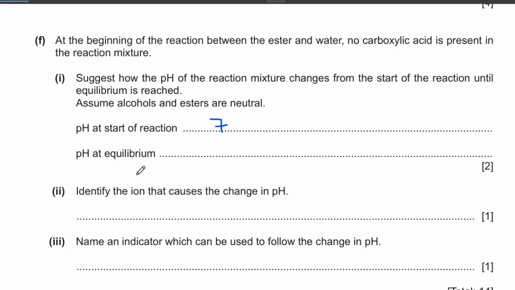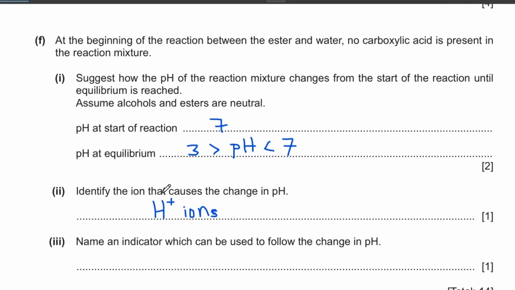Then what is going to be the pH at equilibrium? Since carboxylic acid is being added, that means we're going to have a pH less than 7. It's going to be a pH between 3 and 7. So this is a weak acid. Carboxylic acid is a weak acid. So the pH is going to be that of a weak acid, between 3 and 7. Identify the ion that causes the change in pH. Hydrogen ion is the ion that usually causes the change in pH because the more hydrogen ions an acid has, the more acidic it is.